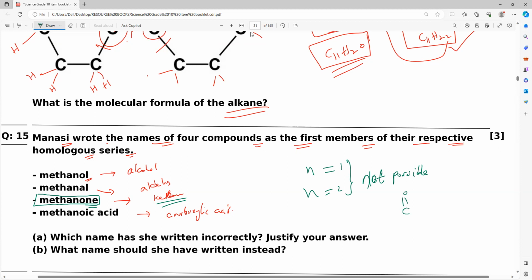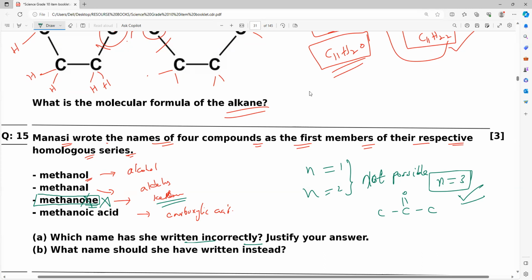Ketone means what? C double bond O must be present between 2 carbons. Am I right or wrong, everybody? So it is only possible starting from n equals 3 alone. So no methanone and ethanone are possible for ketone. It only starts from propanone, so n equals 3. That is the reason. Which name has she written incorrectly? Everybody, methanone. There is no compound named methanone. It is not possible to exist.